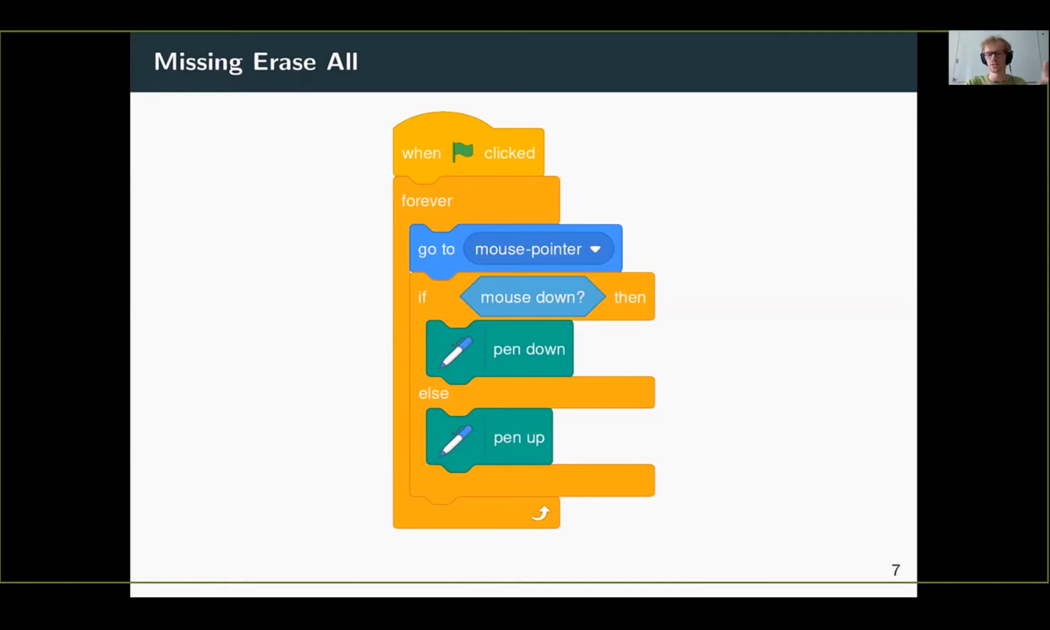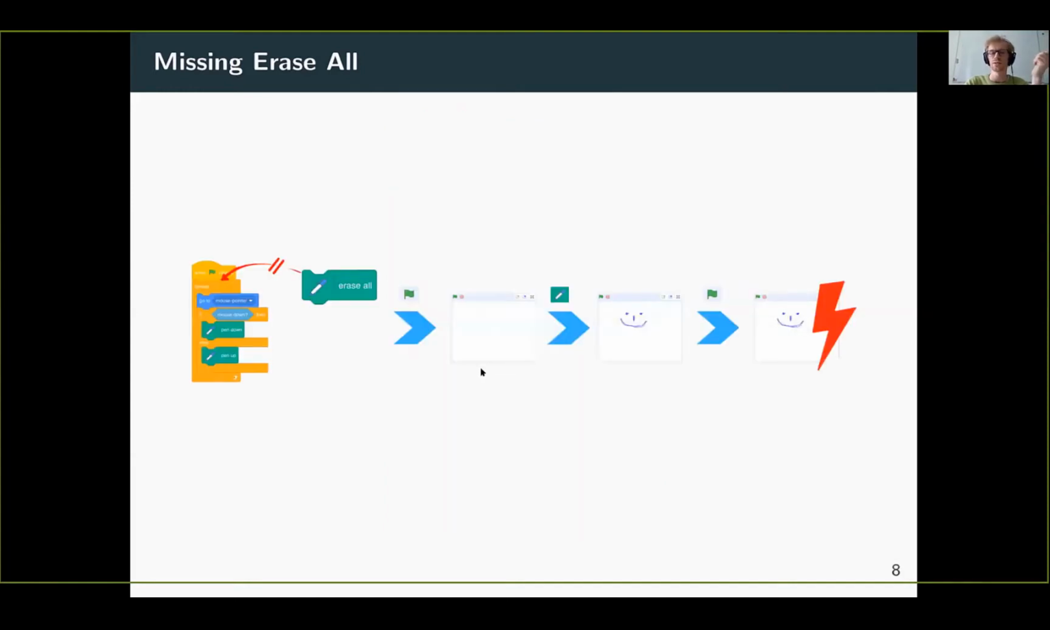But as you can see in the snippet, there's actually no block about erasing anything. So the pattern here is that whenever we have a pen down block and there is no erase all, what this leads to is that you can draw on the stage, but you can never get rid of what you drew before. So even if the program is restarted, the drawing remains, forcing the user to reload the Scratch page.